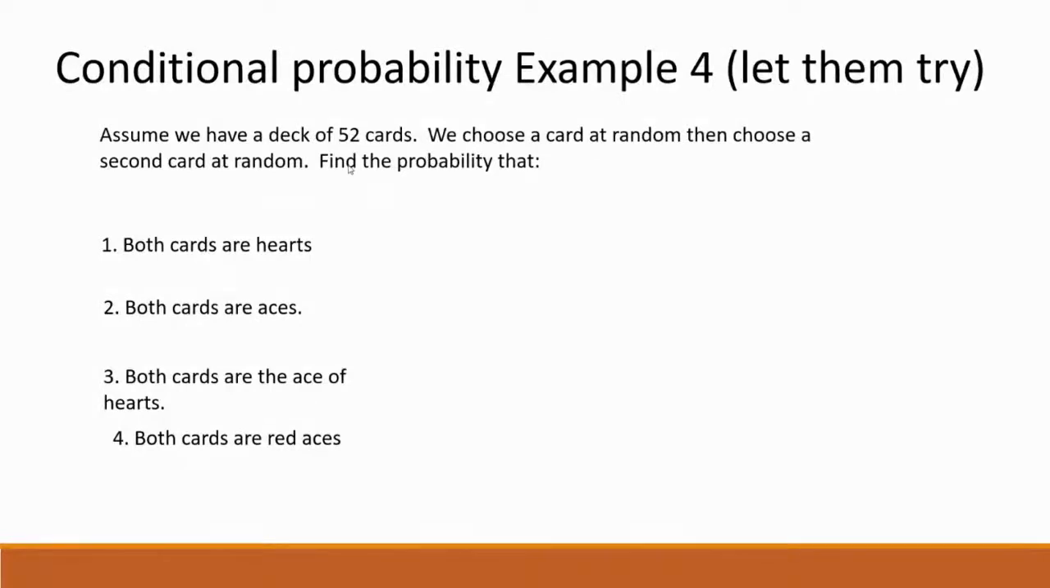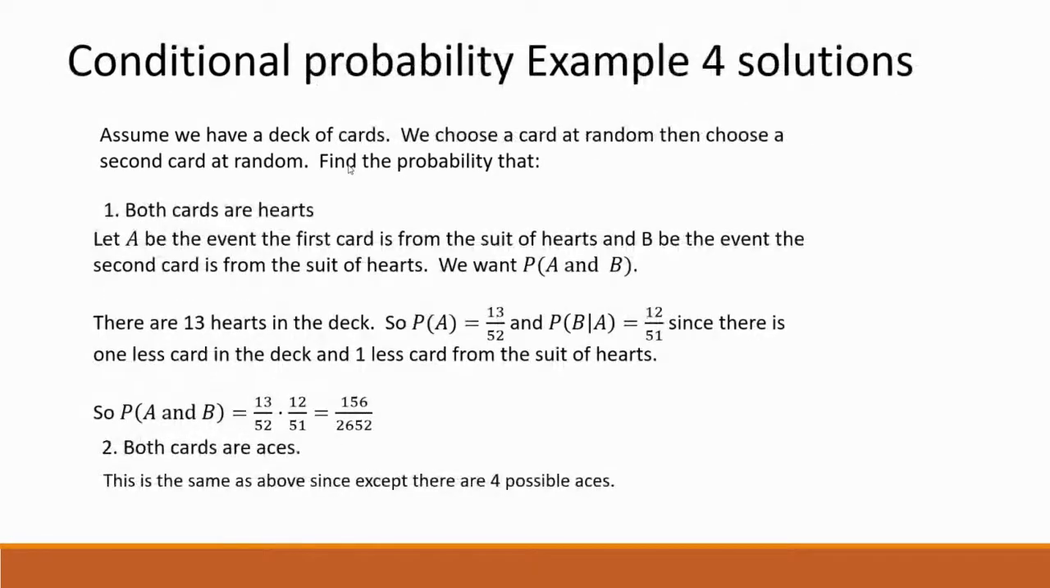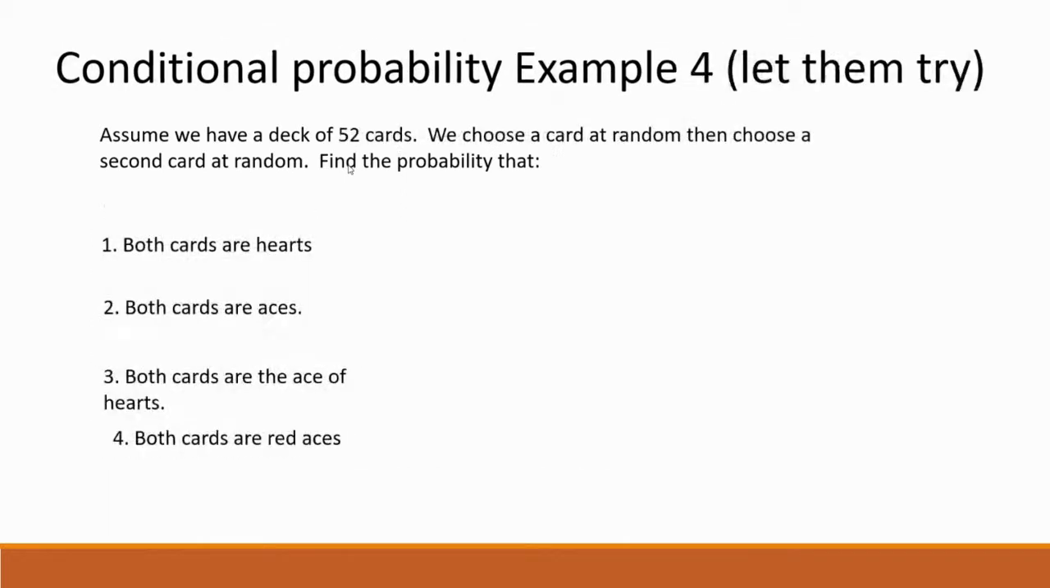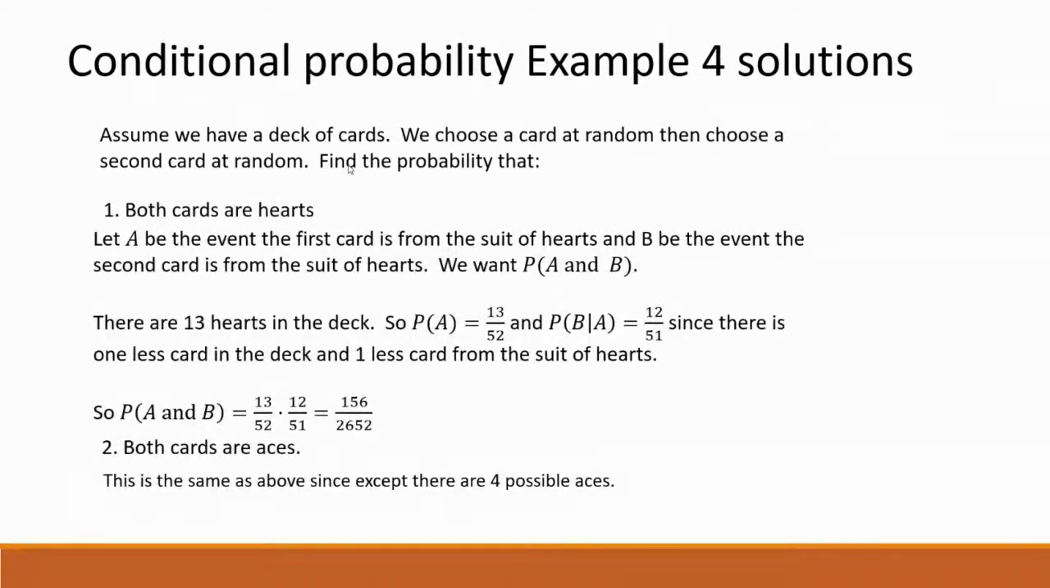There we go. Okay, so we want the probability now that both of the cards are hearts, okay? Again, we have a standard deck of 52 cards. So what I'm doing is this. I'm using the notation now from conditional probability, the A and B.